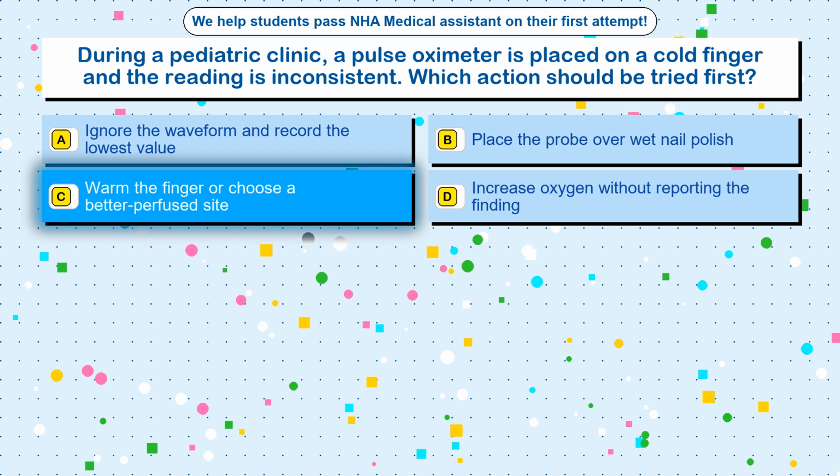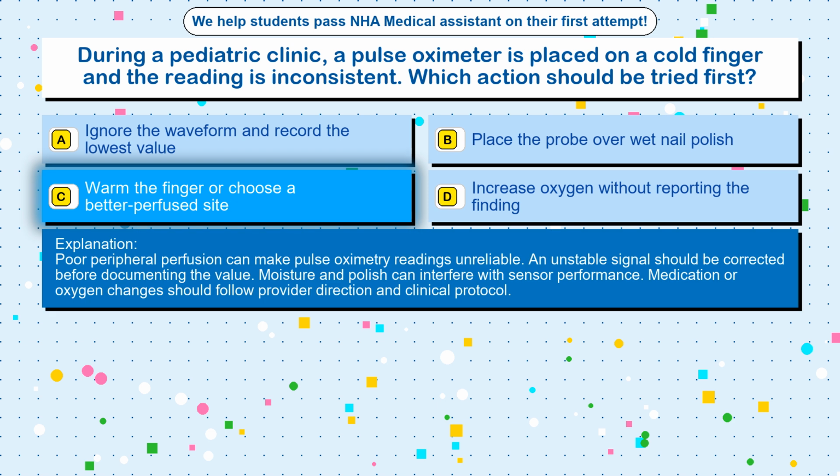The correct answer is option C. Warm the finger or choose a better perfused site. Poor peripheral perfusion can make pulse oximetry readings unreliable. An unstable signal should be corrected before documenting the value. Moisture and polish can interfere with sensor performance. Medication or oxygen changes should follow provider direction and clinical protocol.